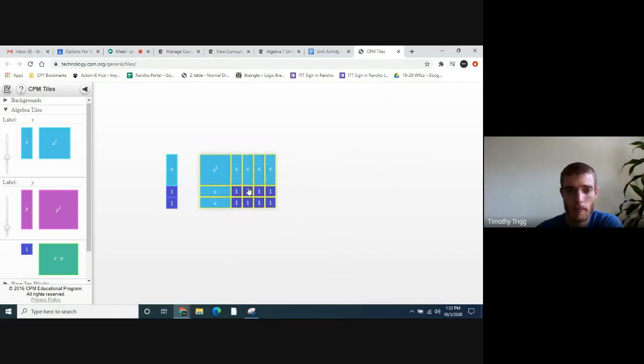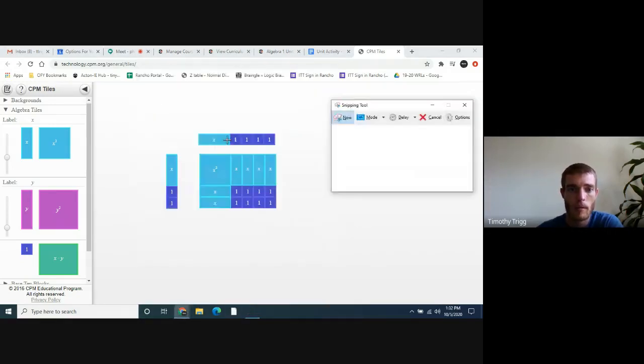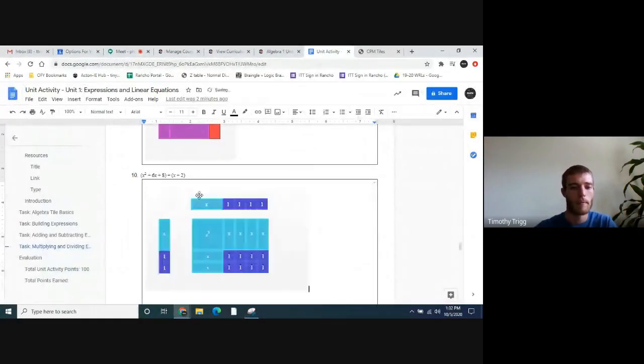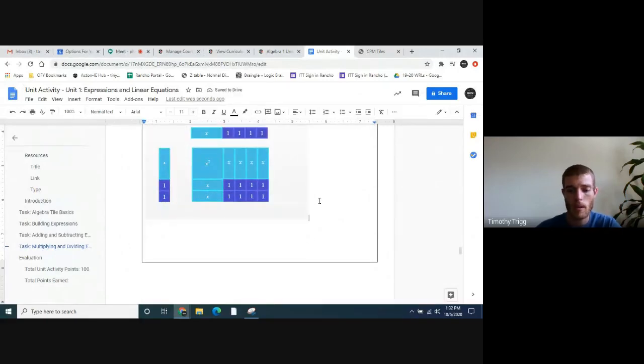Created this rectangle using those things. Now we know this side length is x plus 2. They gave us that in the problem. But what's the top part? Well, rotate this. X plus how many? 1, 2, 3, 4. So our answer is this for the division, x plus 4. And we need to put that the answer is x plus 4.